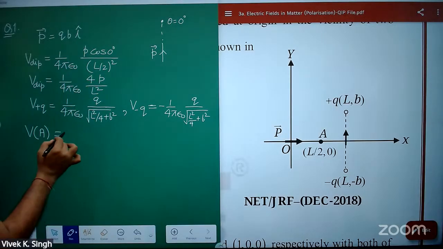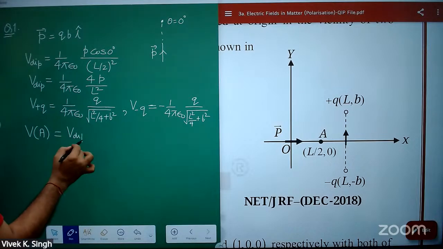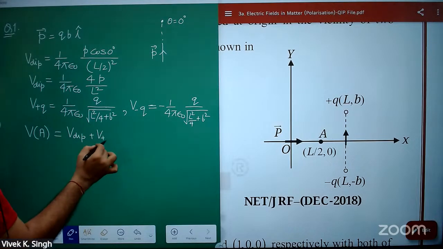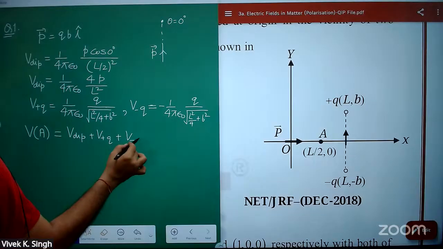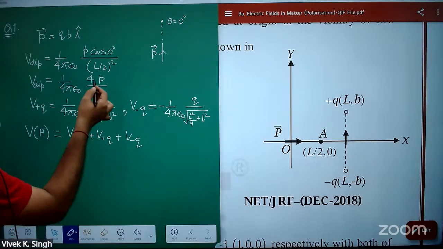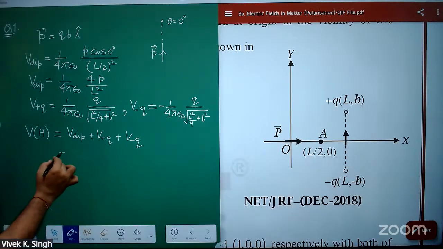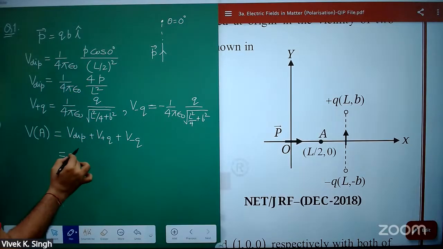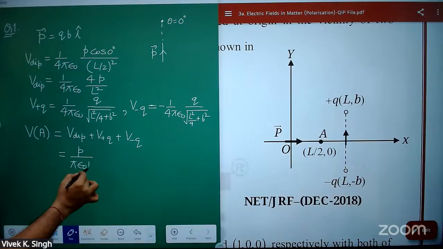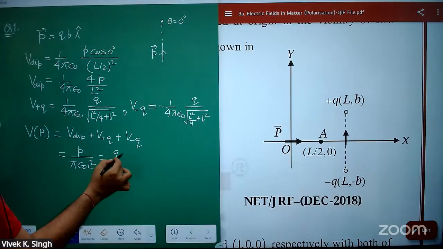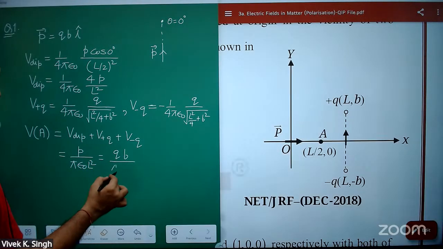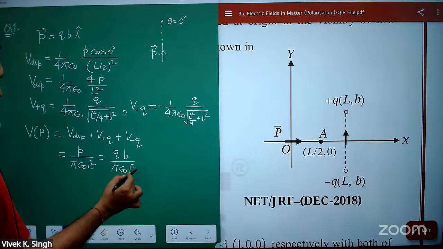So this will give you V dipole plus potential due to plus Q charge. If you add these two, it will be 0. This will give you what? V dipole is P by pi epsilon naught L square, and P is Q into B by pi epsilon naught L square.